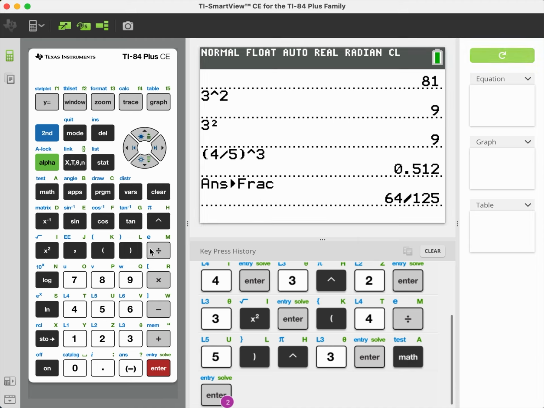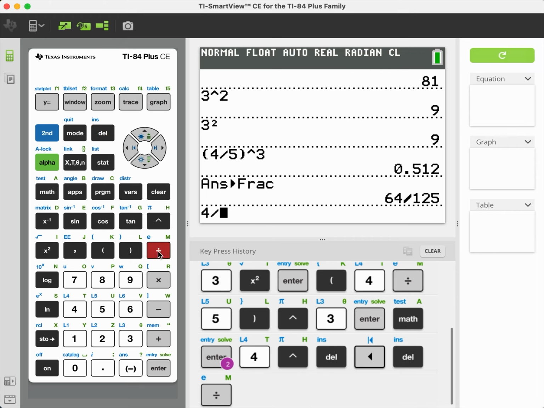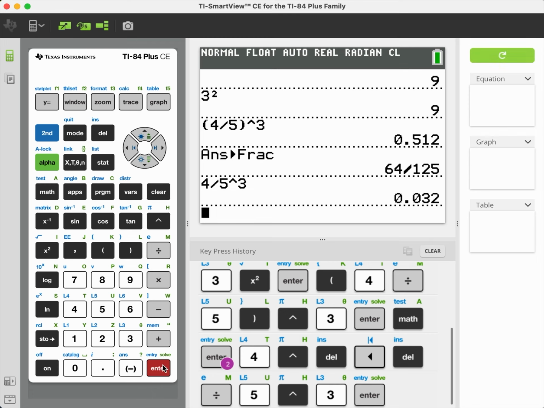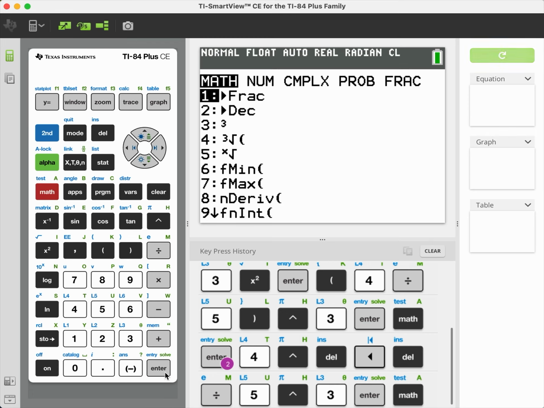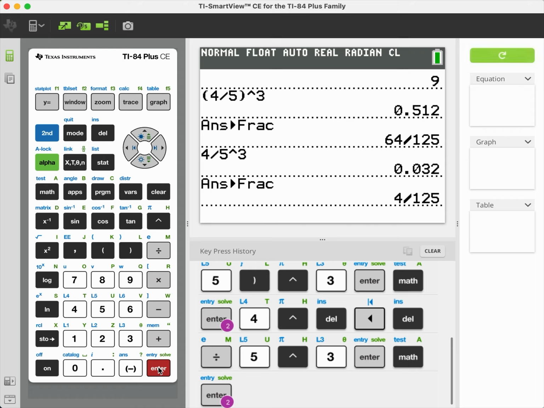What if I forgot the fraction or the parentheses? If I just did 4, back up one. How do I clear something? Just navigate on top of it, click delete. 4 divided by 5, then raised to the 3rd power, and then ask for the answer back as a fraction. Only the denominator got the 3rd power. Why? Order of operations. Exponents come before division. So the exponent got applied and then 4 divided by that number.